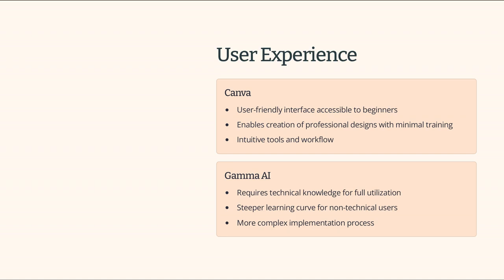Canva is known for its user-friendly interface, making it easy for beginners to create professional designs. Gamma AI, however, requires a certain level of technical knowledge to fully exploit its capabilities. The user experience can be a bit challenging for non-technical users.